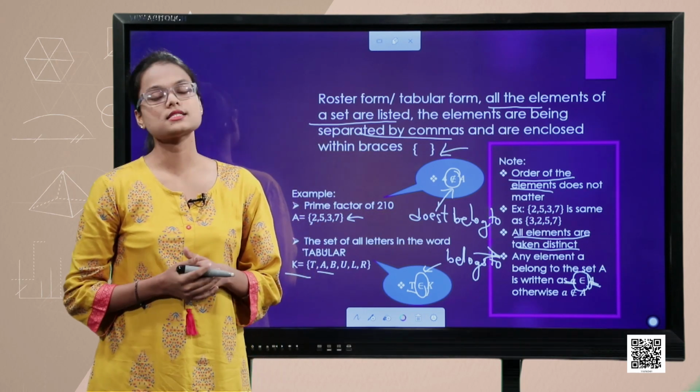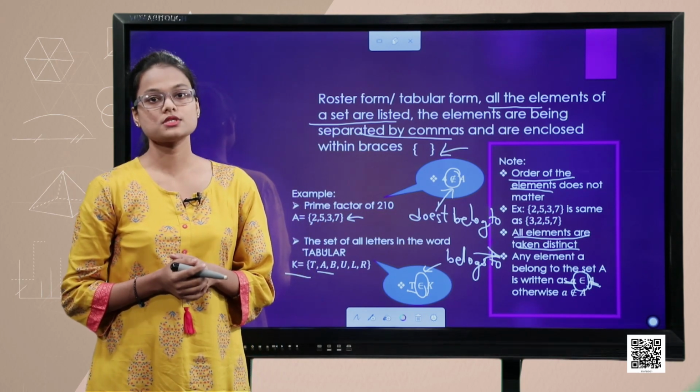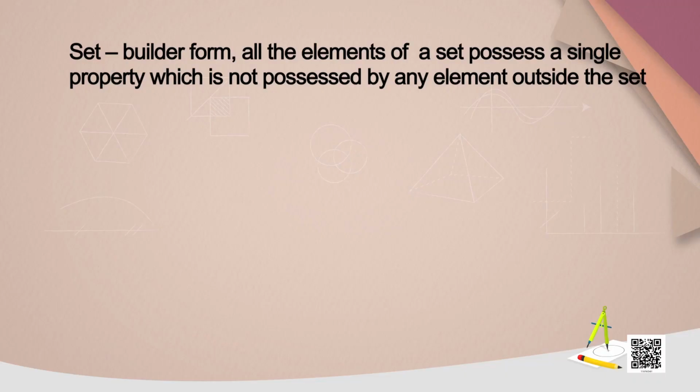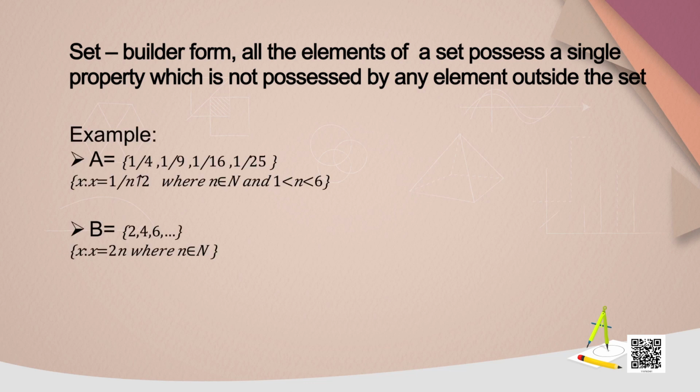So, now let us study how we can represent a set in a set builder form. In set builder form, we write all the elements of a set which possess a single property and no other element outside that set possesses that same property. Note these points. These are the steps through which we represent a set in a set builder form.